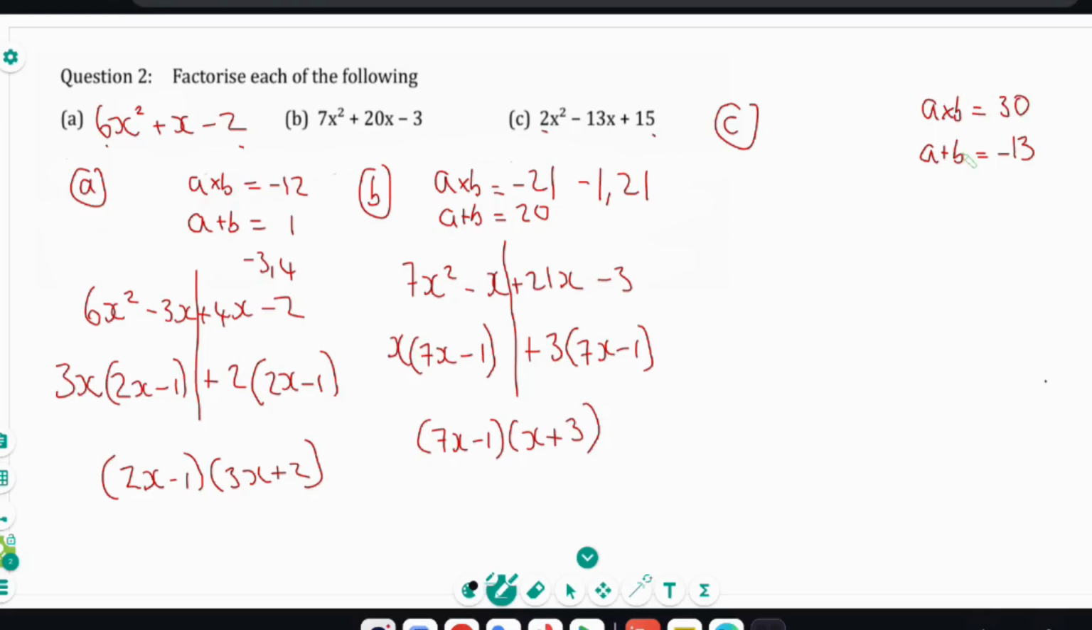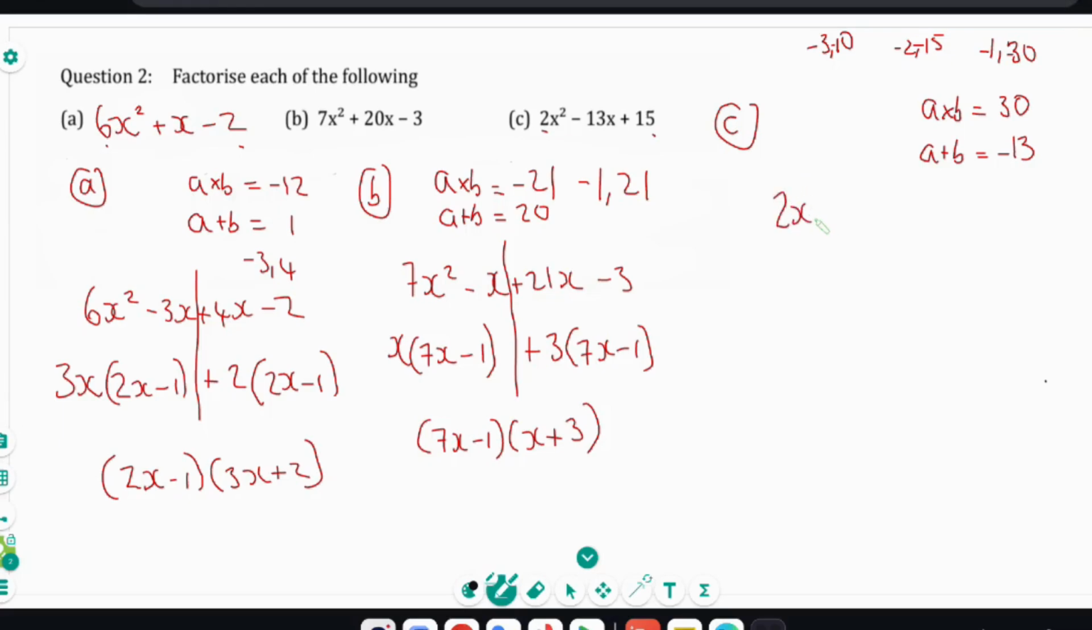Now, we've got to be a little bit careful with these ones. It is just practice, really. So you've got 1 and 30, 2 and 15, 3 and 10, but they're going to have to both be negative. So it's negative 3, negative 10.